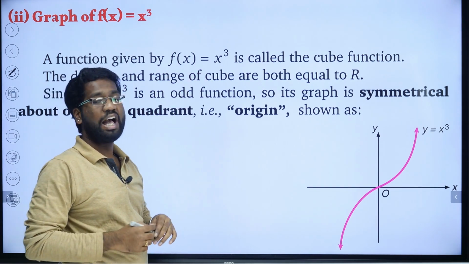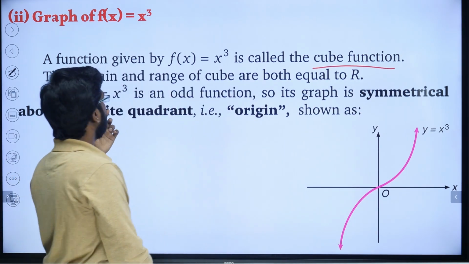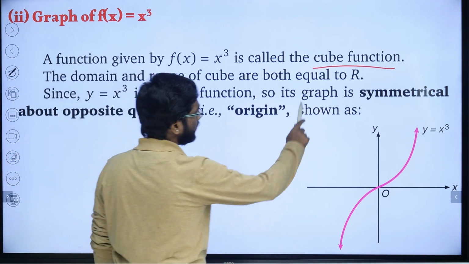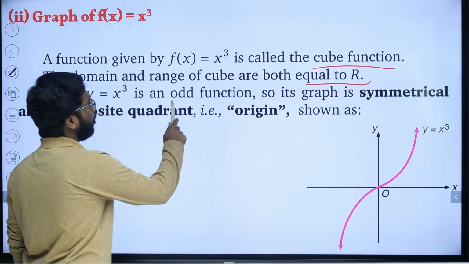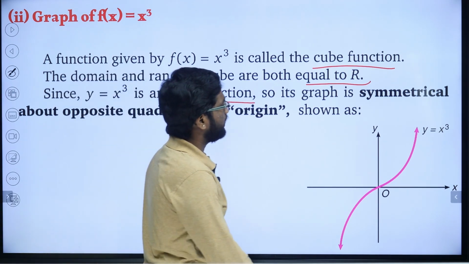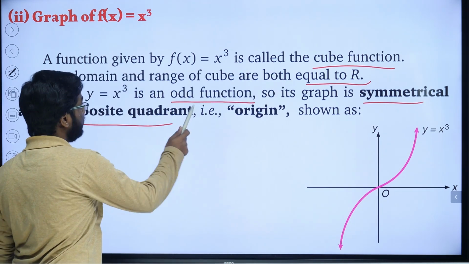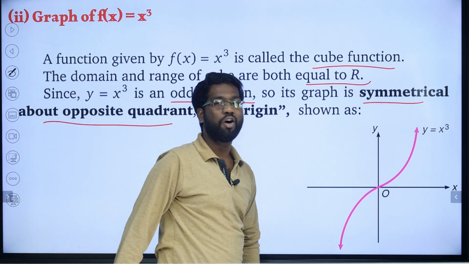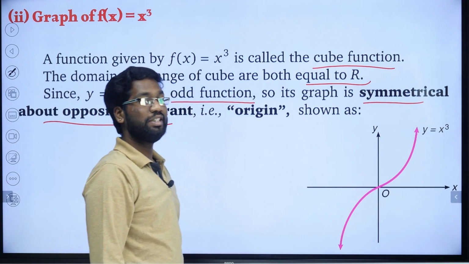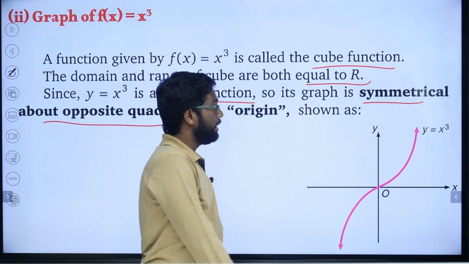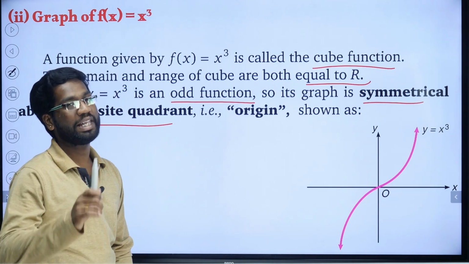So that is what they have explained, my dear students, which is also called the cube function. The domain and range of the cube are both equal to R, and since y equals x cube is an odd function, its graph is symmetrical. So my dear students, as I said before, if the function is an odd function, it will be symmetrical about the origin, or symmetrical about quadrants. If it is an even function, it will be symmetrical about the y axis.